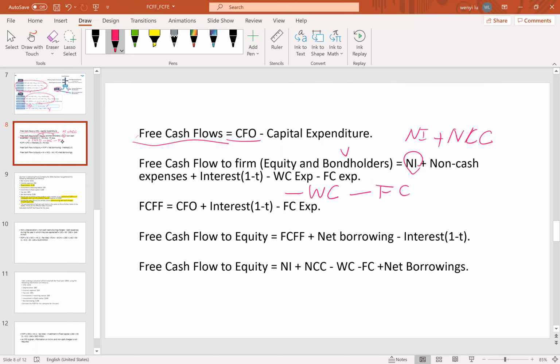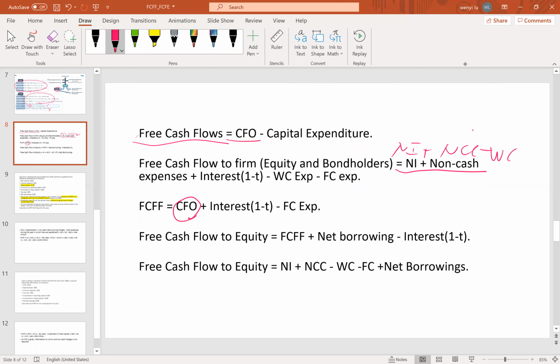So for the cash flow to the firm, the first part, net income plus the non-cash charge minus working capital, is equal to the cash flow from operations. Then cash flow from operations plus interest expense, minus fixed capital expenditures, will be the free cash flow to a firm. Same thing.